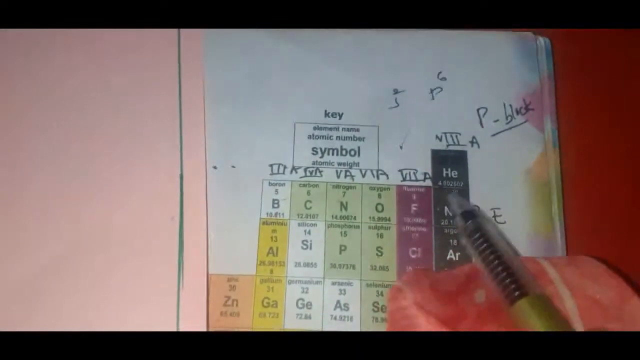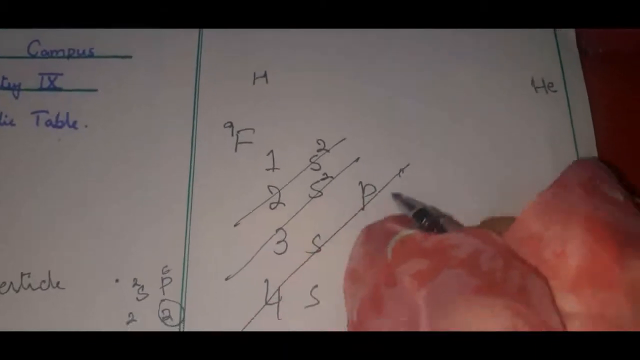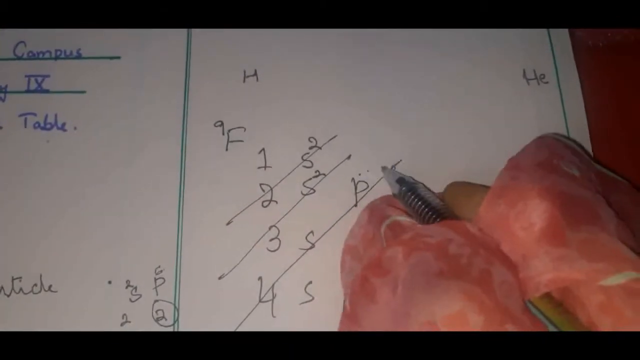Let's take fluorine. Fluorine's atomic number is 9. Atomic number 9 means it has how many electrons? 9 electrons and 9 protons. So how to fill? This is 1S, 2S 2P, 3S 3P 3D, 4S 4P 4D 4F. We have to fill 9 electrons. So S can accommodate 2 electrons. S can accommodate 2 electrons. After this we have to come to P and then to S. So 2, 3, 4, 5, 6, 7, 8, 9.